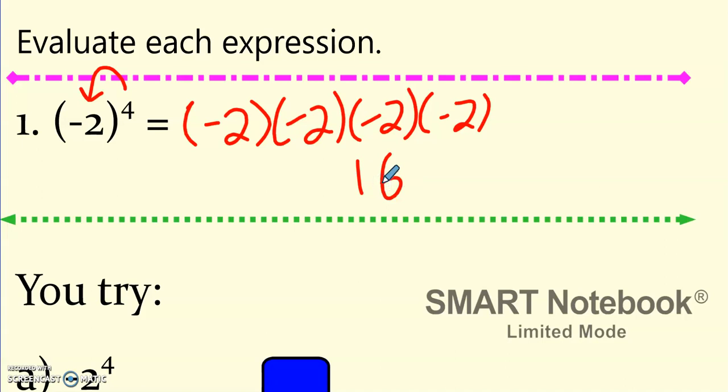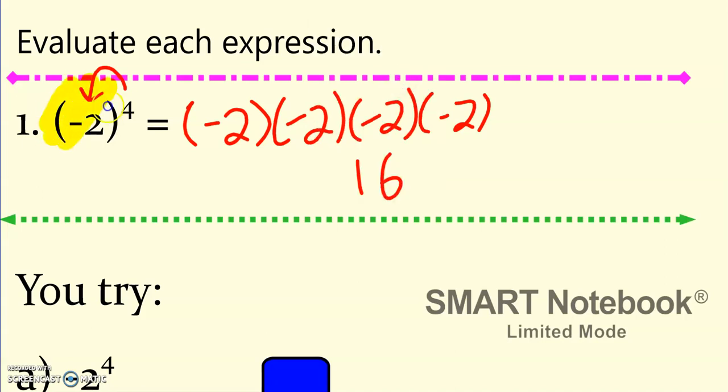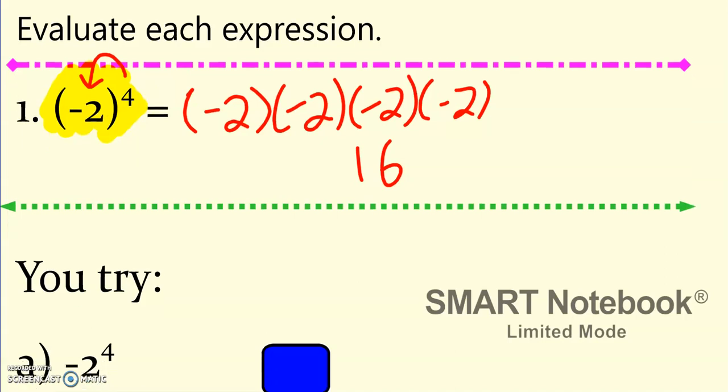Notice how the parentheses included the negative sign. So that means I would be multiplying -2 by itself 4 times. If you have a calculator and you want to try it out, you don't believe me? Go for it. Type in everything that is shown there, including the parentheses, and you should get positive 16.